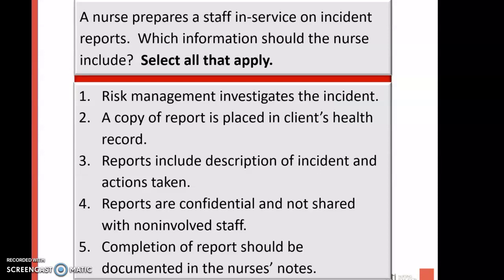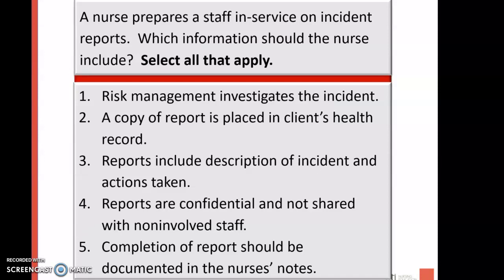Is it true reports include description of incident and actions taken? Yes. You want to be very descriptive. If it was a fall, you want to talk about the area. Was there water on the floor? Anything like that? What happened to the patient? Reports are confidential and not shared with non-involved staff. Need to know basis. Yes, they're confidential. They're not punitive. That's one thing people think. Incident reports are punitive? No, they should not be punitive.